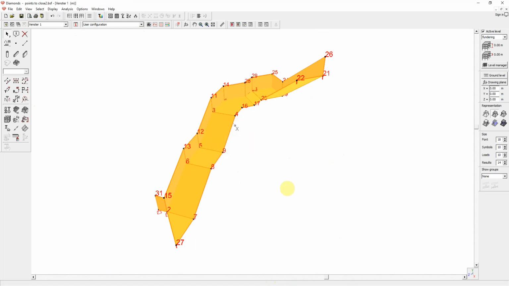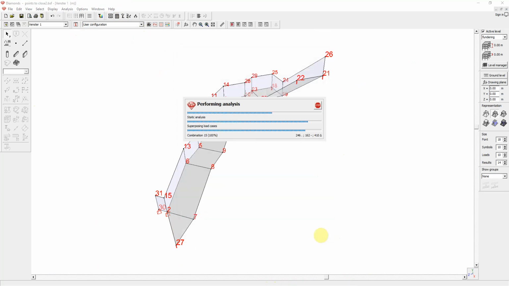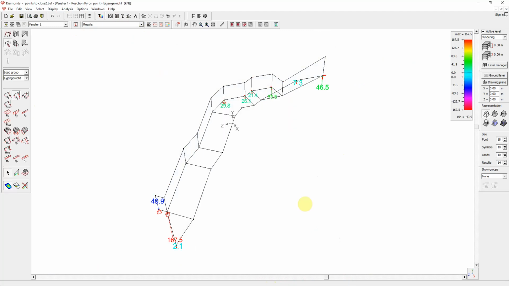We immediately see that the points are renumbered, double points have been joined, and all the points are now unique. We can now recalculate. Looking at the reaction forces, we now see that there are no more zero reactions. Other results, such as internal forces, will now be reliable and we can continue with the design of the structure.